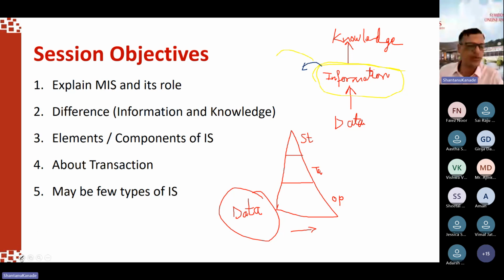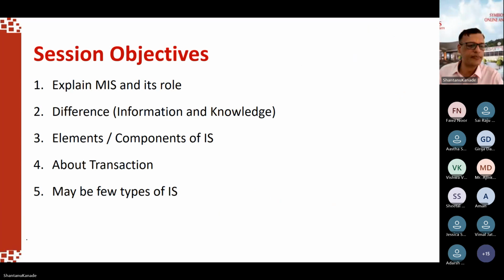Yes, sir. Any questions, any queries here? Are there types of information also, like primary information and secondary information? I have read it somewhere. No, we are going to see those things. Whenever I say information, that information has again some more phases. Okay, we are going to see.